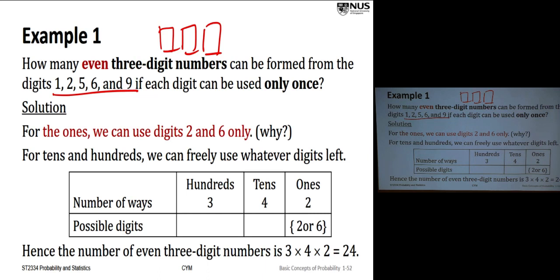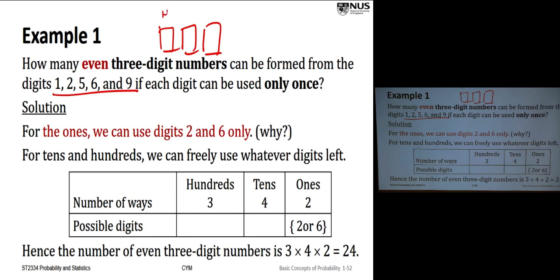Or any other answers? Even numbers. Why? Because the other, okay, 3-digit number, that means 3 boxes. We have not come to the 3 boxes yet, or the 3 places. We only look at forming an even number. We must meet that first. So, how to meet it? That means we must look at the ones place, the unit place.